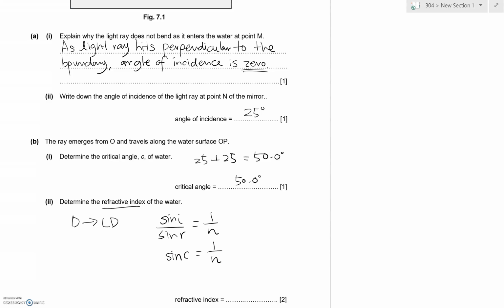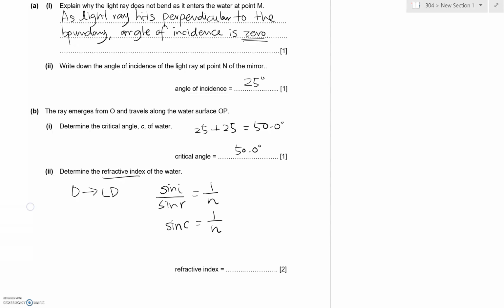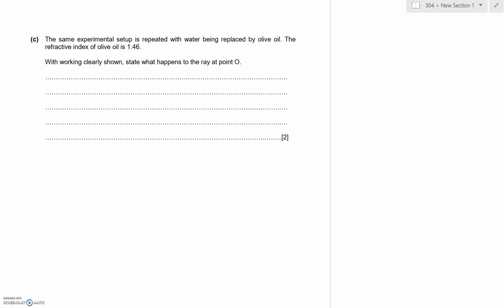So actually you can just memorize it. Now if we substitute my critical angle, which is 50 degrees, I should get n equals 1.31.